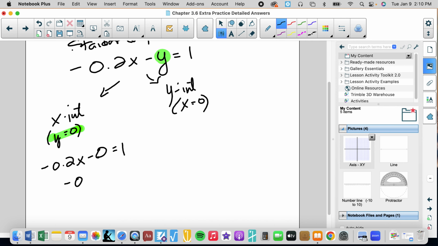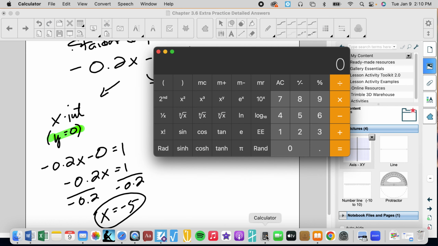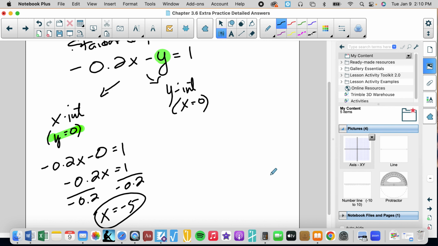And we get -0.2x equals 1. We can divide by -0.2, and we get x equals -5. I think that is certain it is. 0.2 goes into 1. 1 divided by 0.2 gives you 5. Good, and it's negative.